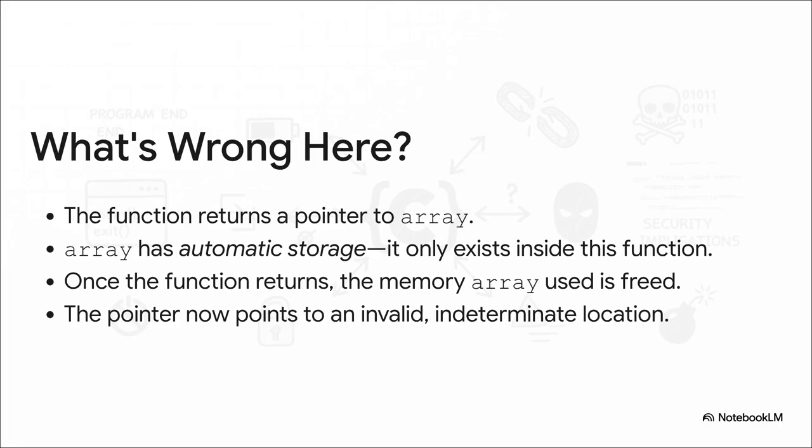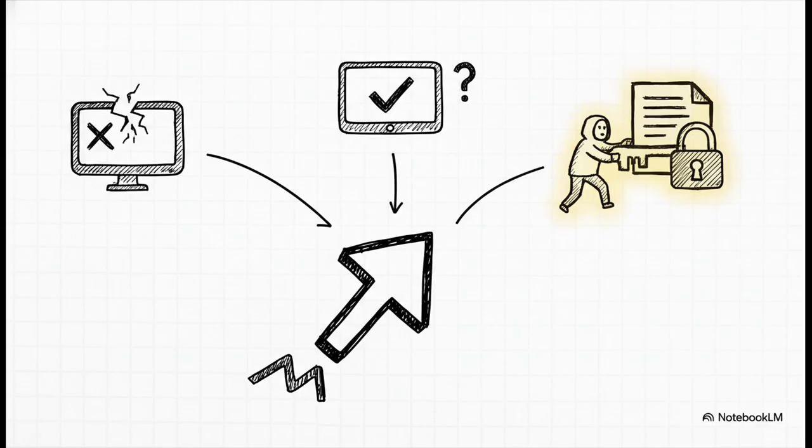Which means the pointer we just returned is now pointing to, well, garbage. This, my friends, is the dreaded undefined behavior. And trust me, that's a phrase you never want to hear. Your program might crash, it might seem to work just fine, or, in the worst-case scenario, an attacker could use this dangling pointer to read sensitive data, or even execute their own malicious code. It's a massive security hole, and it all starts with a simple misunderstanding of what return actually does.